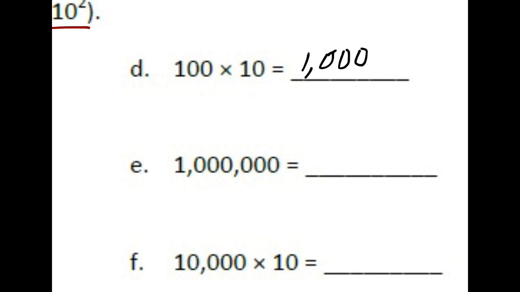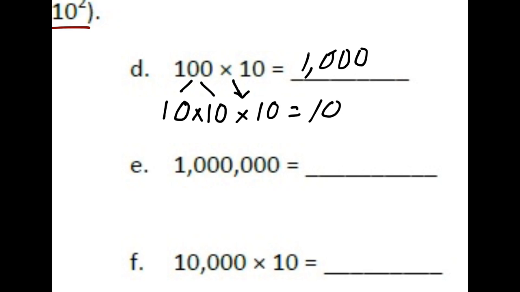And now I know that I have to make this into an exponential form. Wait a minute, I just saw a shortcut. Look at this. What if I broke this into 10 times 10? Now I can't forget about this one. So it's 10 times 10 times 10. I see three 10s, so that is 10 to the third power. I guess I picked two examples with the same answer, but that's okay.